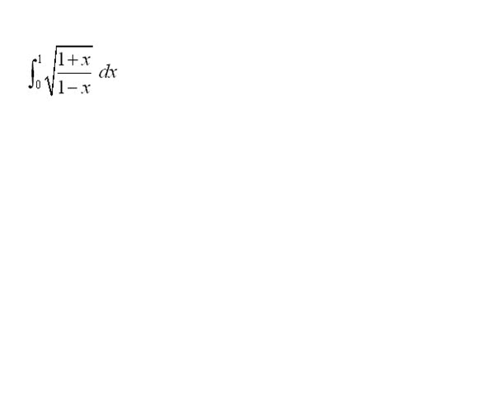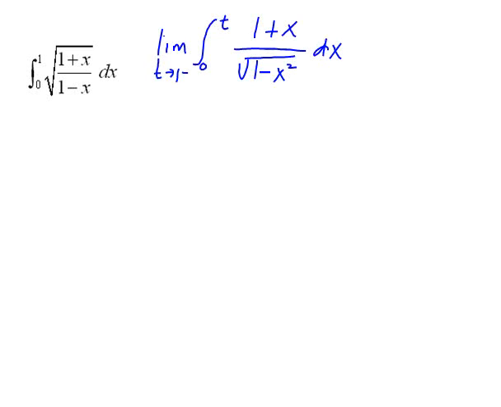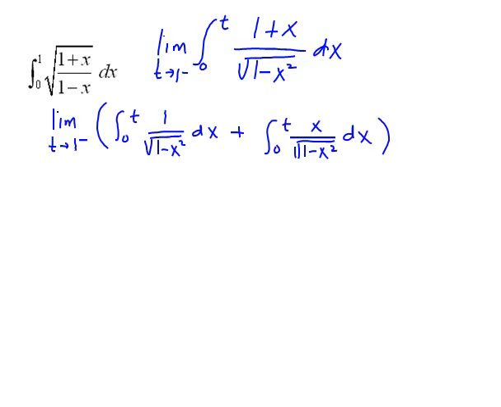Here's the integral from 0 to 1 of the square root of 1 plus x over 1 minus x. The discontinuity happens at 1, so replace the 1 with t and find the limit as t approaches 1 from below. I also multiplied the numerator and denominator of the integrand by the square root of 1 plus x so that the numerator is no longer a radical. This allows me to separate the rational expression into the sum of 1 over the square root of 1 minus x squared and x over the square root of 1 minus x squared. So the first one is the derivative of inverse sine.